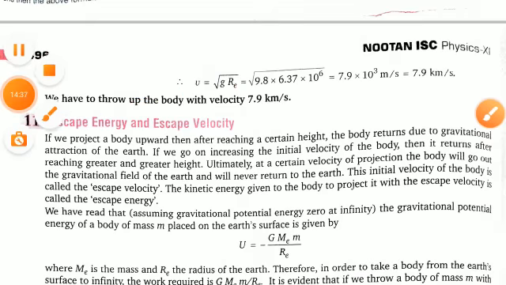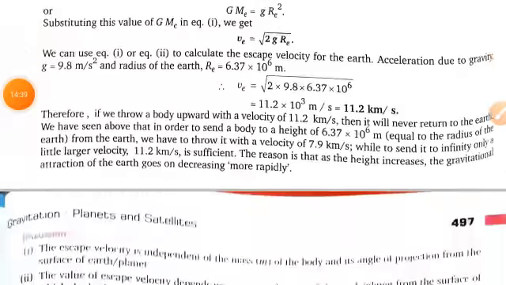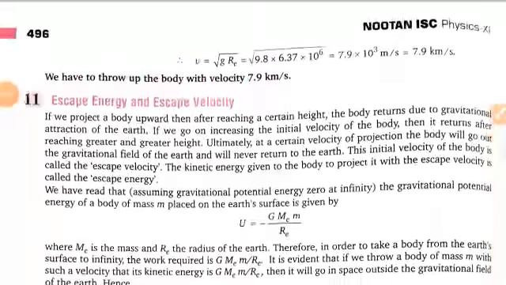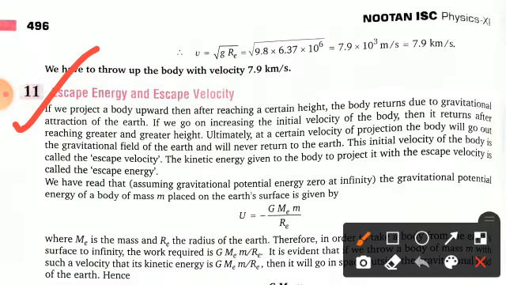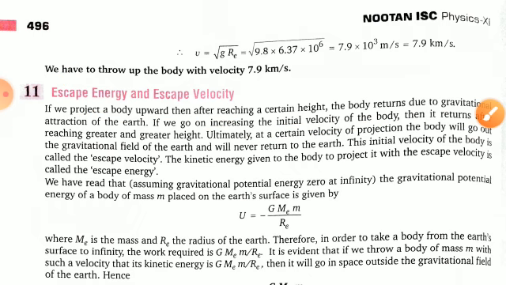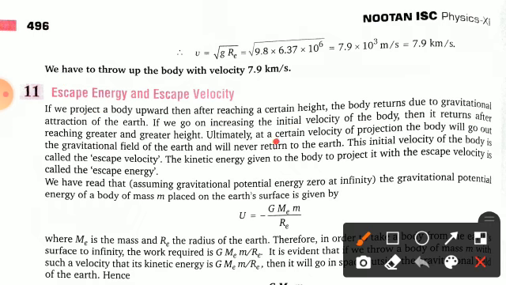Now we will talk about what is escape energy and escape velocity. Here you can see that this is topic 11. What happens if we project a body upward? After reaching a certain height, the body returns due to the gravitational attraction of the earth. So if we go on increasing the initial velocity of the body, it returns after reaching greater and greater height. Ultimately, at a certain velocity of projection, the body will go out of the gravitational field of the earth and will never return to the earth.